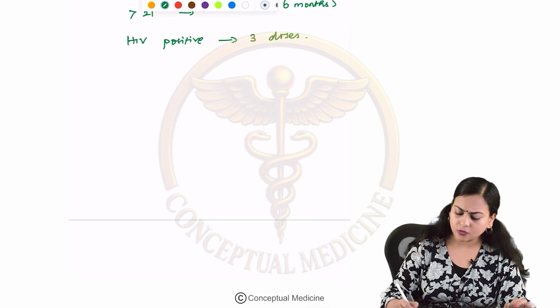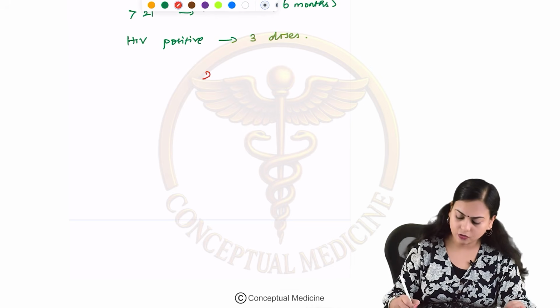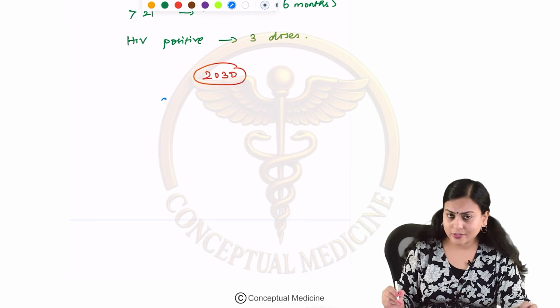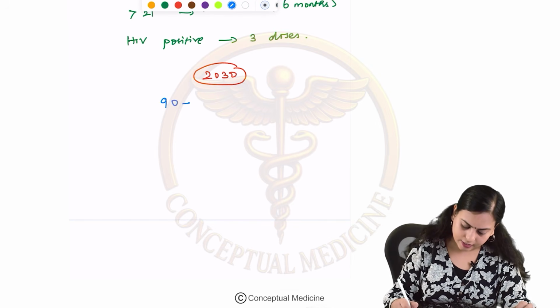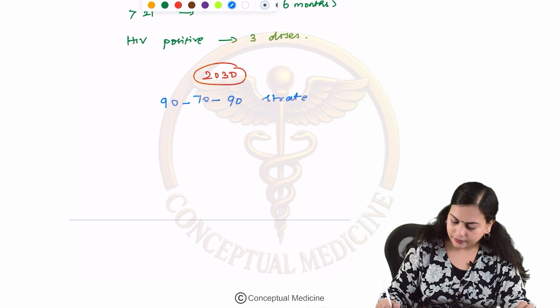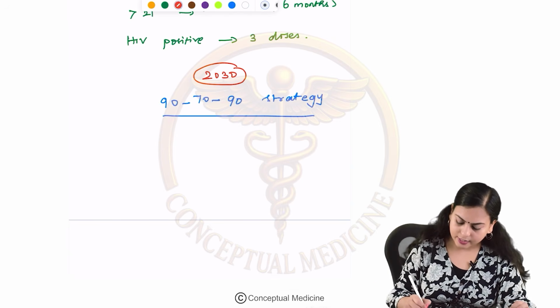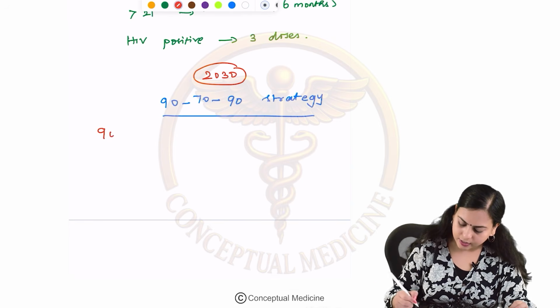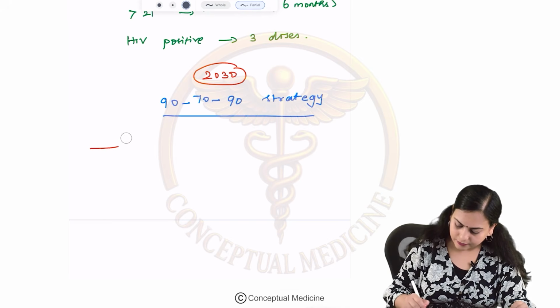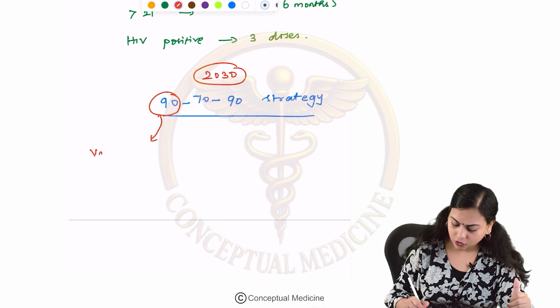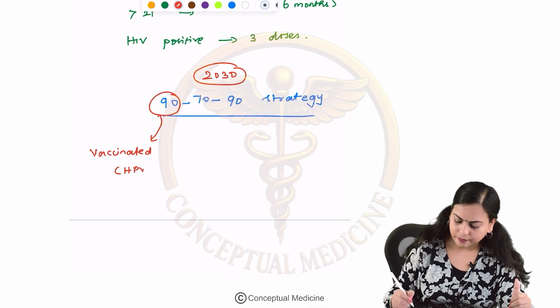And there is also a target that is set by WHO to be achieved by 2030. So, this is called the 90-70-90 strategy. So, what does 90 mean? The first 90 says that 90% of the eligible girls are vaccinated against HPV.